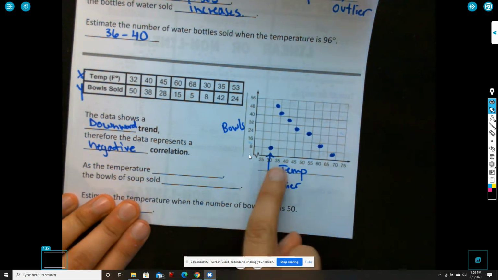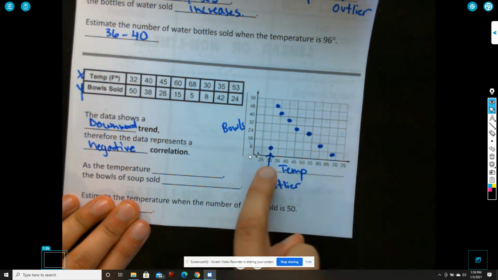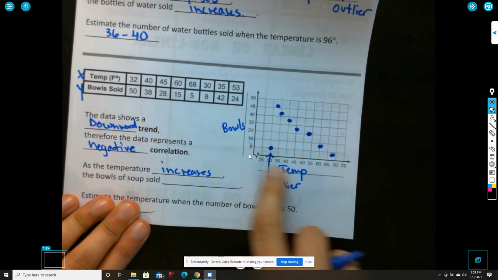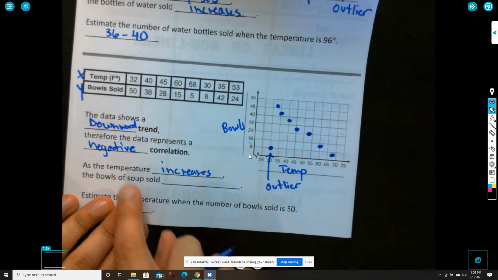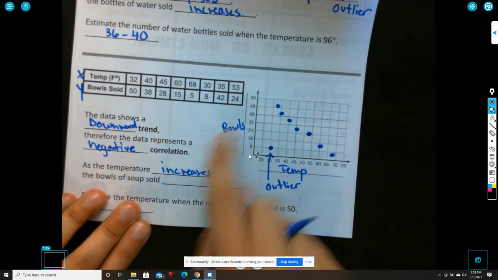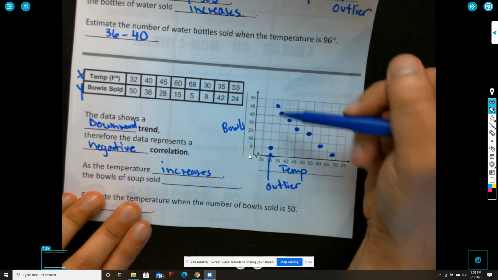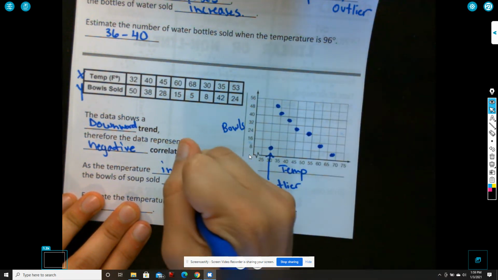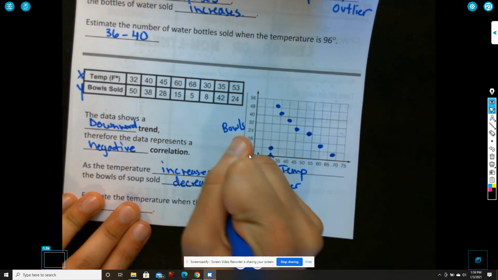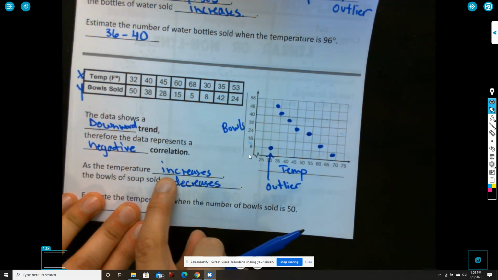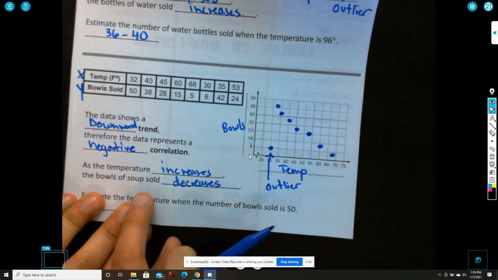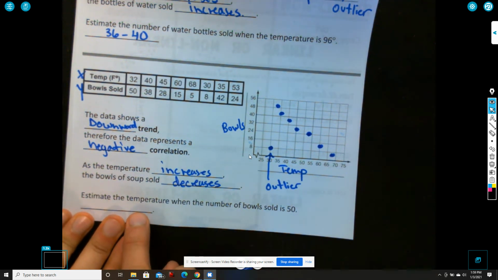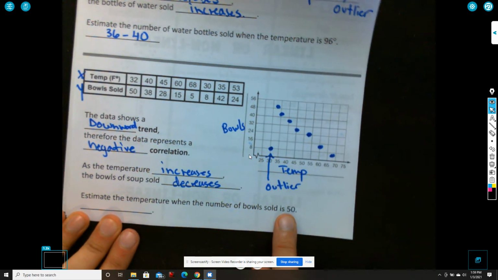As the temperature increases, so the temperature is increasing as it goes along. You look at the data, so we go from 25 to 75, so that's increasing. So as the temperature increases, what's happening to the y-axis? The bowls of soup are going down. So on here, going down, it's decreasing. So as your x values increase, your y values are decreasing. That's a negative correlation.